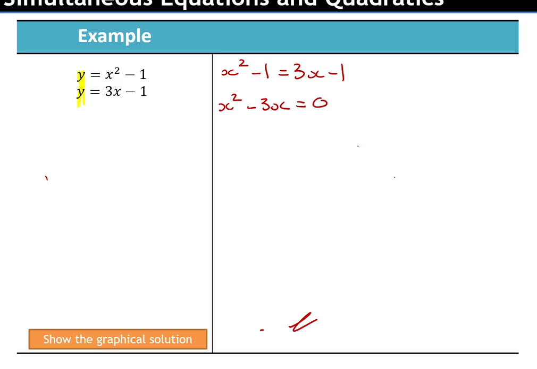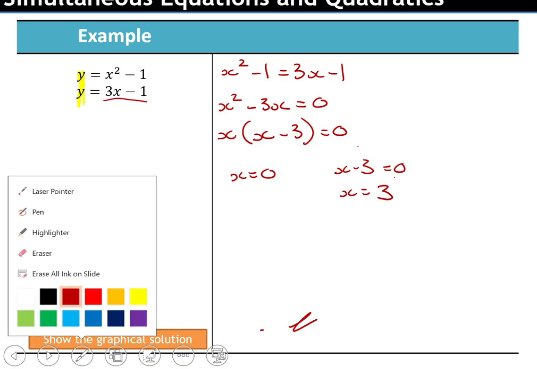Okay. The next step is I will factor out x, so I've got x, and then in brackets, x take away 3 is 0. This one was a bit easier, because straight away it gives me my first answer, and then x minus 3 is equal to 0, so x must be 3. I then substitute them both into one of these equations. Again, I will pick the linear.